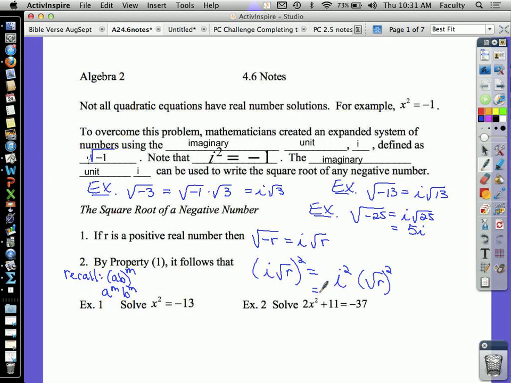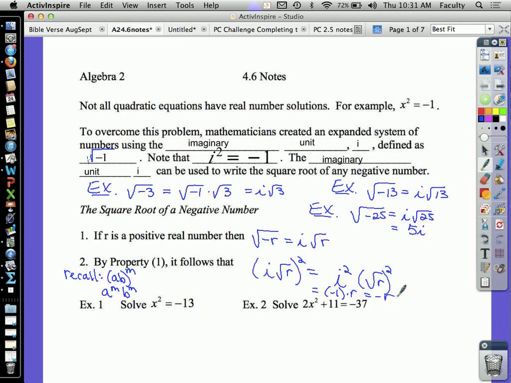But I want you to look at my definition. i equals the square root of negative 1, but i squared equals negative 1. Those are two new things you have to remember. i equals the square root of negative 1. i squared equals negative 1. So this is negative 1 times r, which is negative r. Okay?